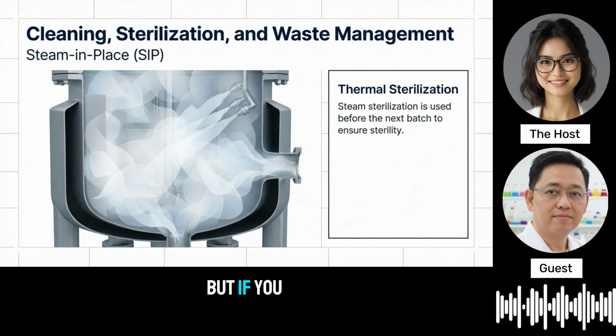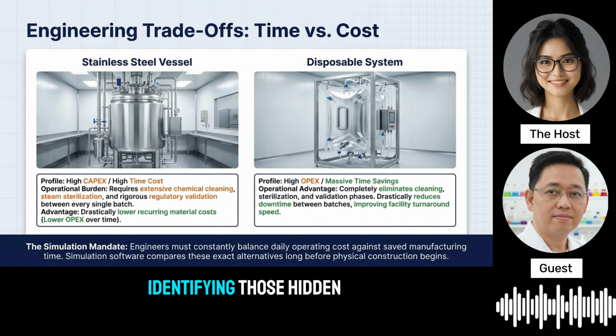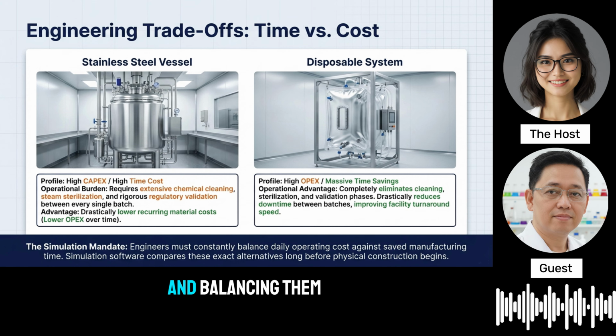Exactly. But if you use a sterile disposable bag, you just pull the used bag out, drop a new one in, and you are ready for the next batch immediately. So you pay a high premium for the consumable bag, but you gain back days of manufacturing time. Right. It is a complex economic trade-off. Identifying those hidden costs and balancing them during the digital simulation phase is crucial. Because once the physical plant is built, you are locked into those operational expenses for decades.